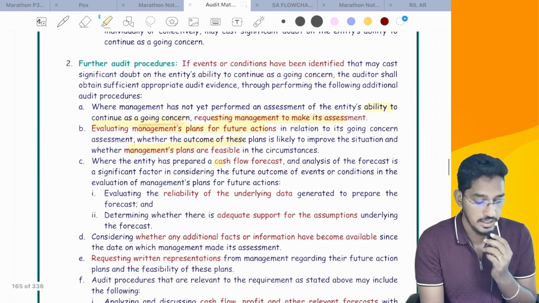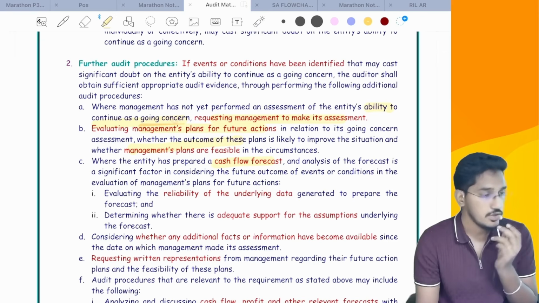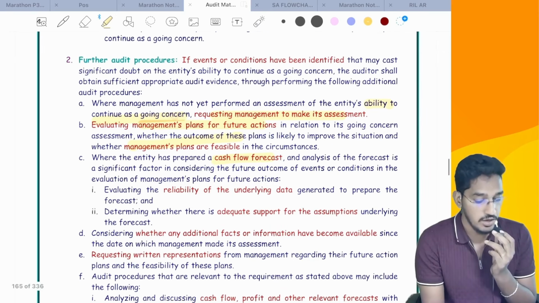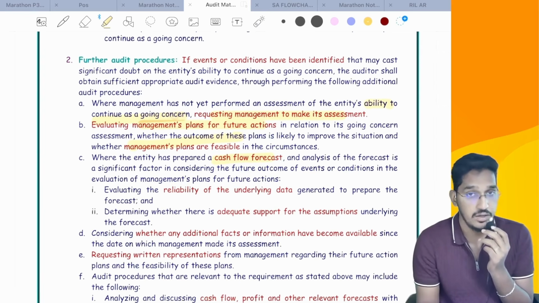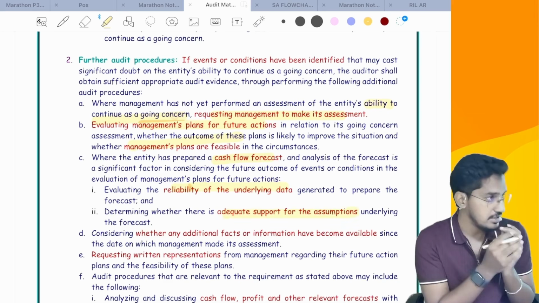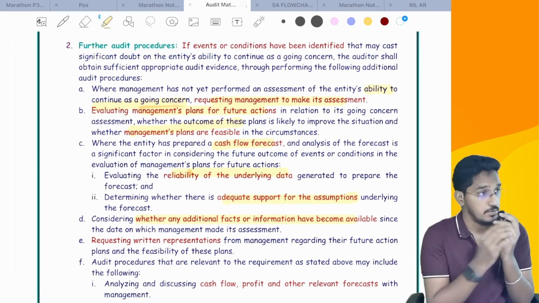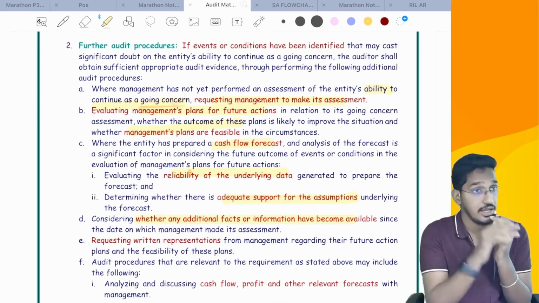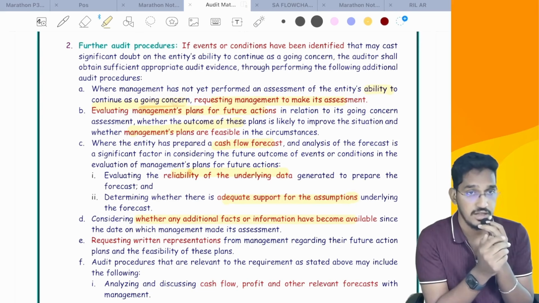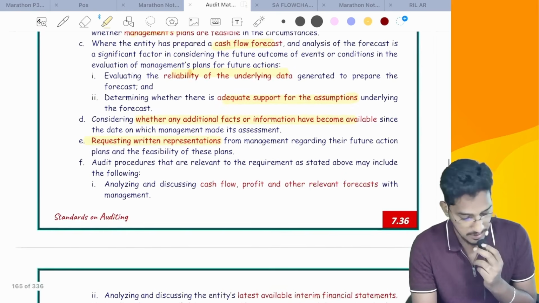And also ask the entity to prepare a cash flow forecast for the coming one year, how the cash flows are going to be. Prepare a forecast and check on whatever data that forecast is prepared, is it reliable or not? On whatever assumptions the forecast is prepared, are those assumptions realistic or not? You obtain that evidence. And check whether any additional information has become available from the date management made its assessment. Management made the assessment and gave it to you. After that, if any significant event has taken place which creates a doubt regarding going concern, analyze it. And also you have to request written representation.